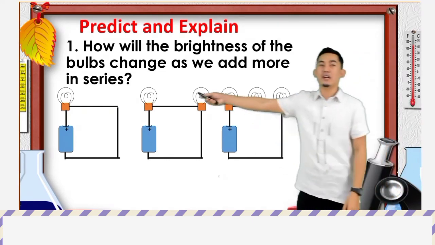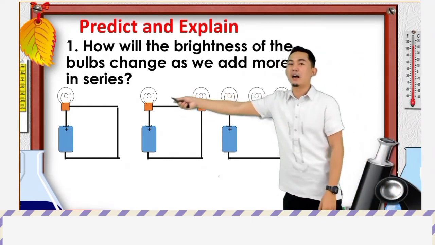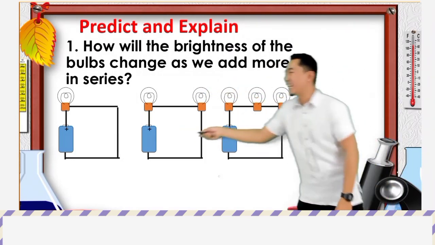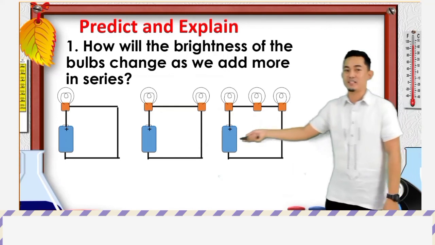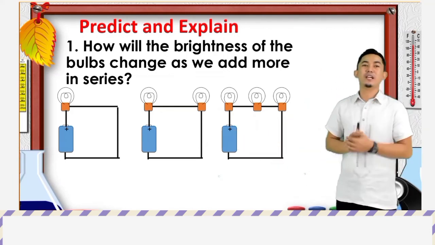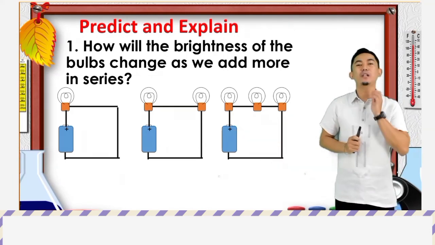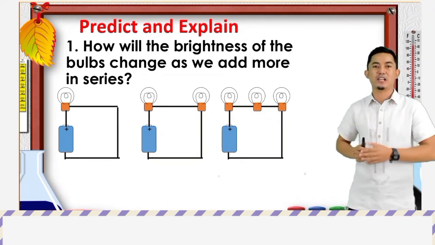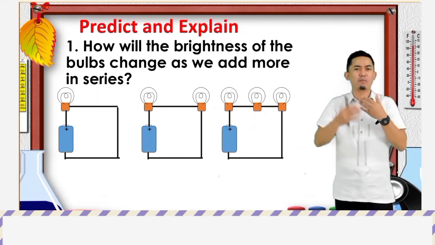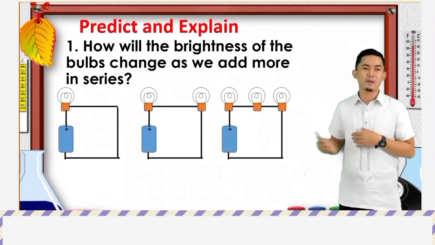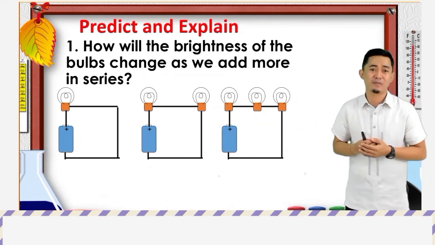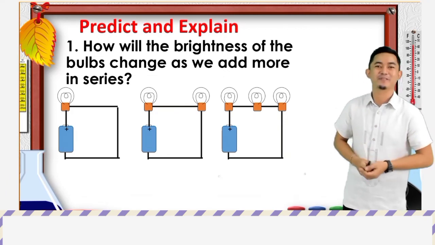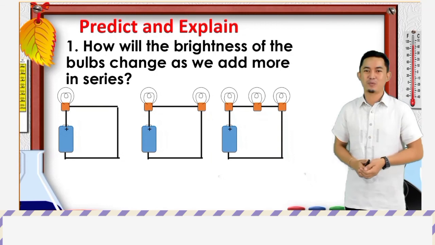These are the bulbs, and these are the batteries, class. Do not forget this. Now, the question here is, for the last time, how will the brightness of the bulbs change as we add more in series? As we add more and more bulbs in series, what will happen to the brightness? Type now your answer on the comment section.